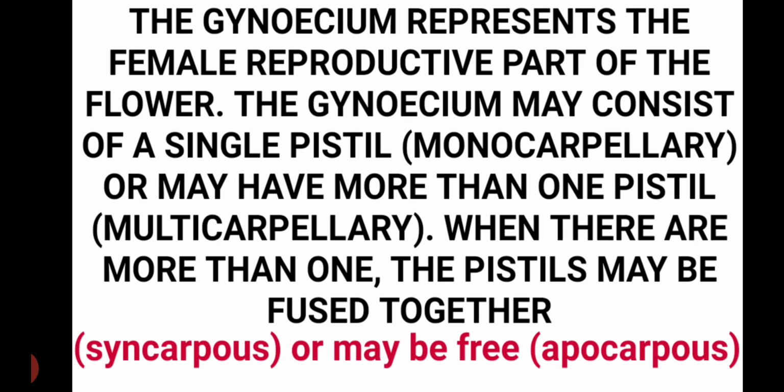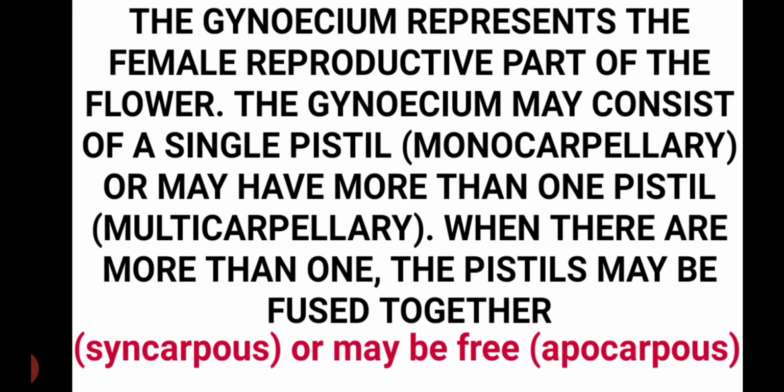That means if only one pistil is there, then we call it monocarpellary, and if more than one pistil is there, then we call it multicarpellary. When there is more than one pistil and they are fused together, then we call it syncarpous. And if they are not fused, they are free, then we call it apocarpous.